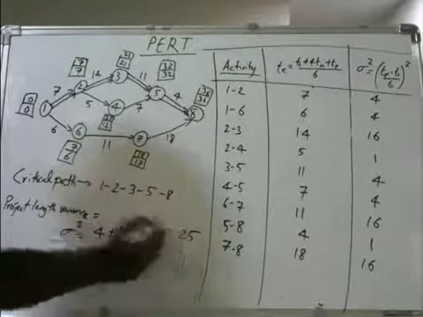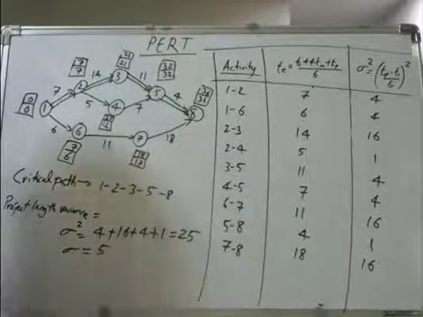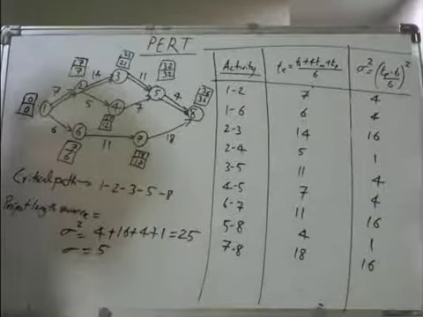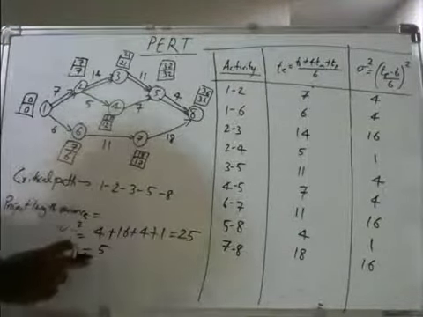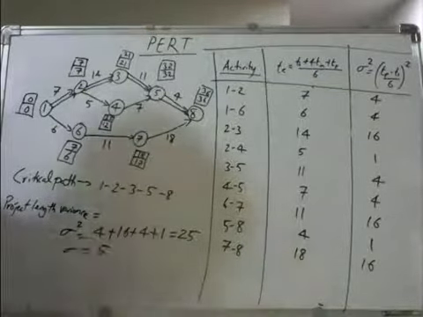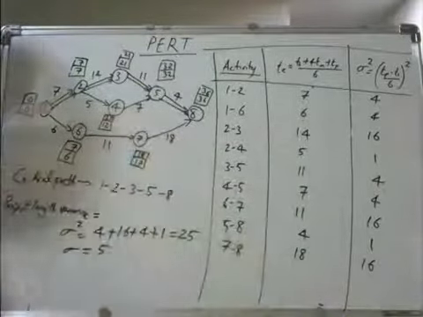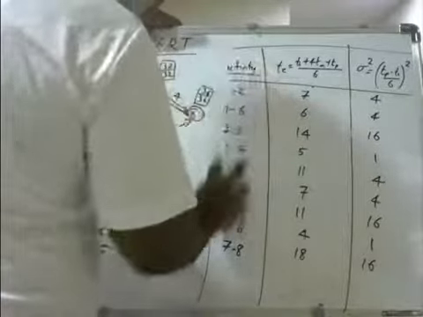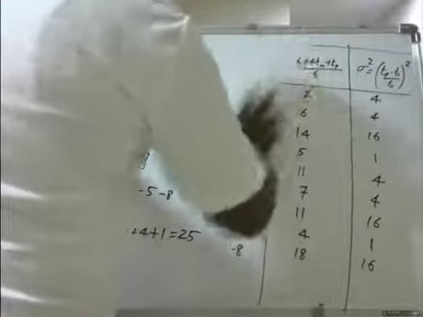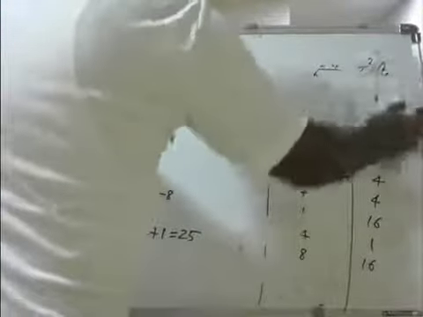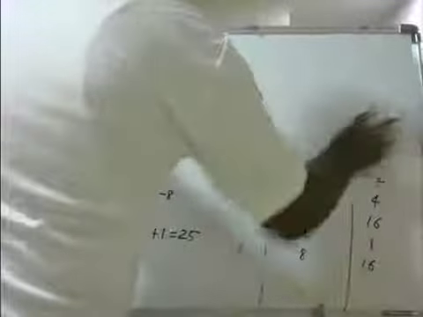Sigma square is 25. So what will be sigma? Sigma is the square root of sigma square. That is the square root of 25, that is 5. So is it clear? Project length variance is 25 and sigma is 5. Now what's the next thing? We don't need this anymore, so we'll take this off, because all we wanted was the time estimate, which we have put here. We have got the project length variance, so I'm taking this off.